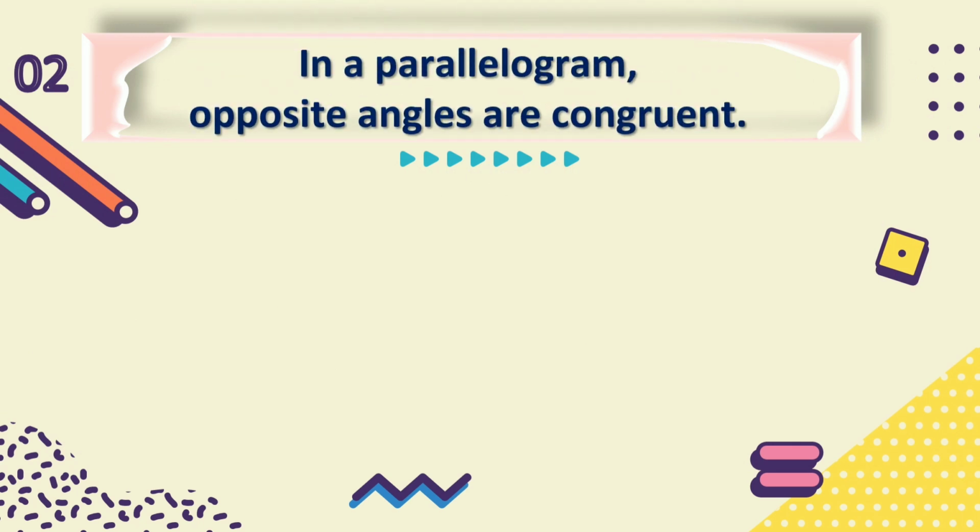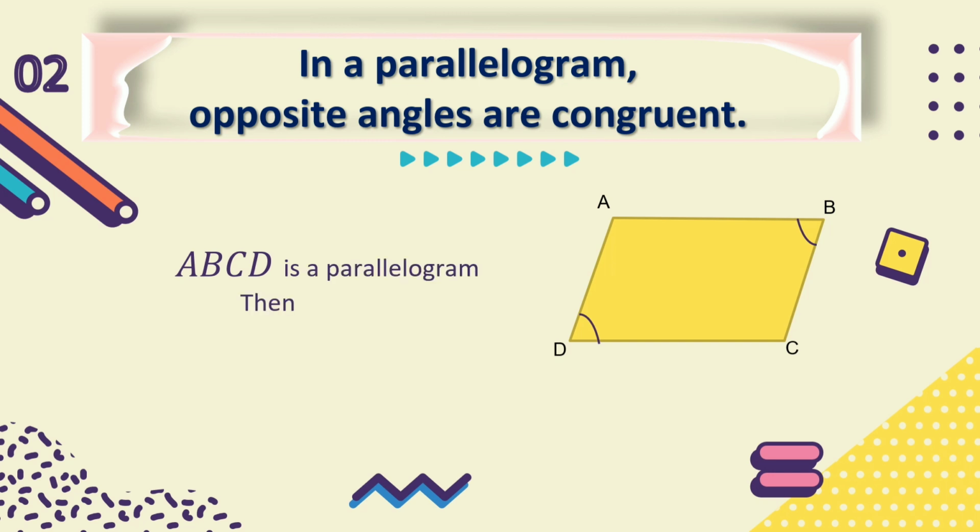The second property of a parallelogram. In a parallelogram, opposite angles are congruent. Here ABCD is a parallelogram. Angle A will be congruent to angle C and angle B is congruent to angle D. So in a parallelogram, opposite angles are congruent. The first property was, in a parallelogram, opposite sides are congruent, and the second property is, in a parallelogram, opposite angles are congruent.